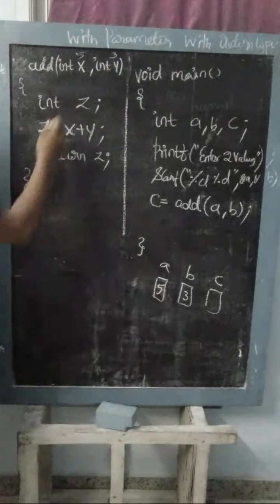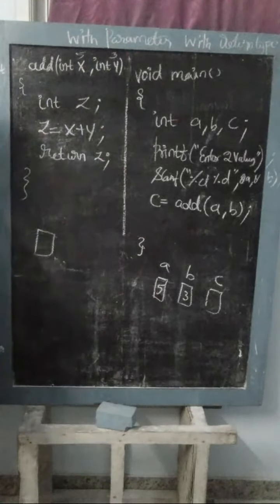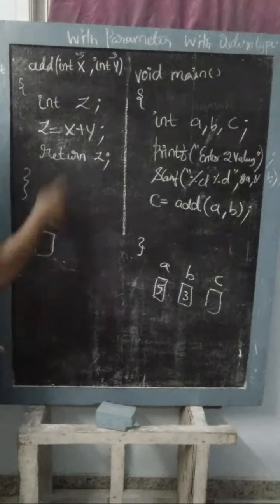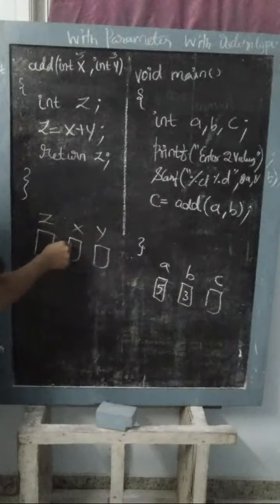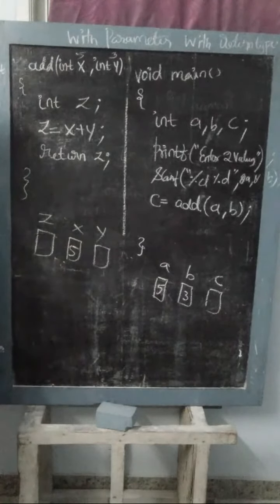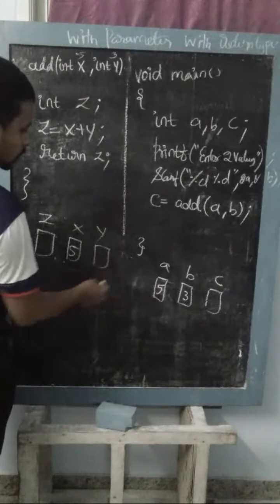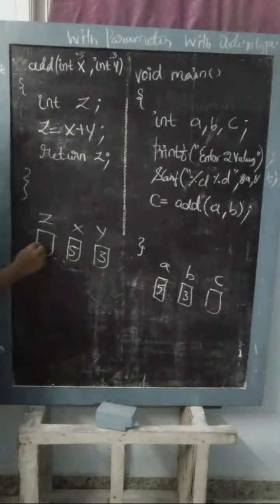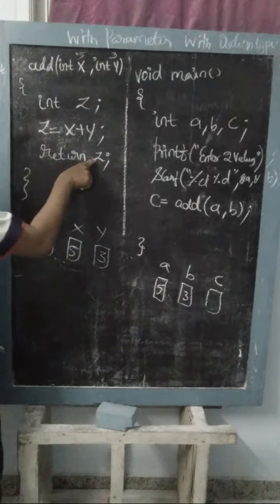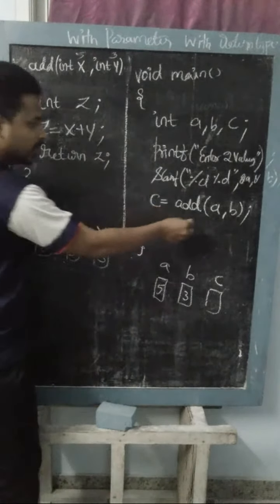And now we created one memory box called z. We already have 2 arguments, x and y. What is the x value? The A value is equal to the x value, and the y value is equal to the B value. So we just add, and the z value is 8. It is completely returned in place of this line.